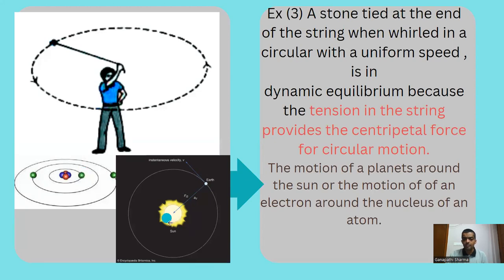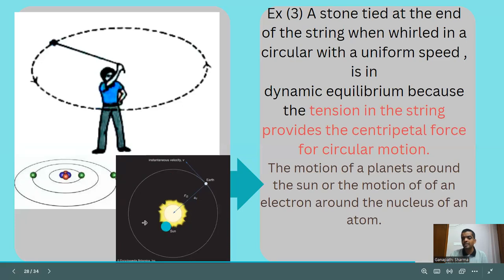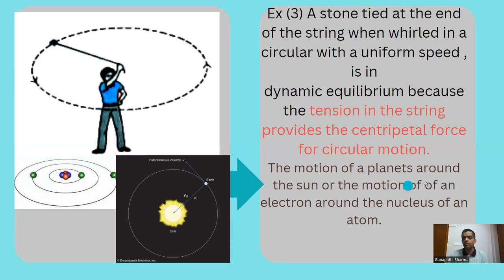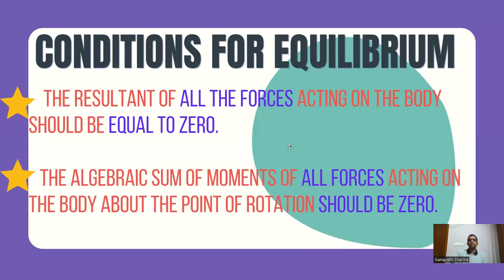Bacho, you would have seen the planetary motion of the Earth around the sun is an example of dynamic equilibrium. The motion of the electrons around the nucleus, electrons revolving around the nucleus, is an example of dynamic equilibrium. All these are the types of equilibrium, bacho.